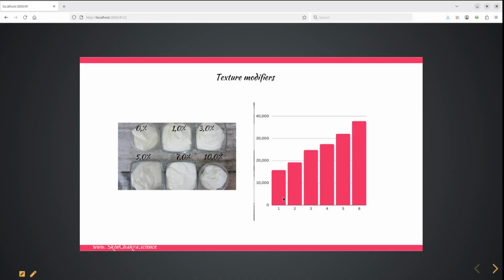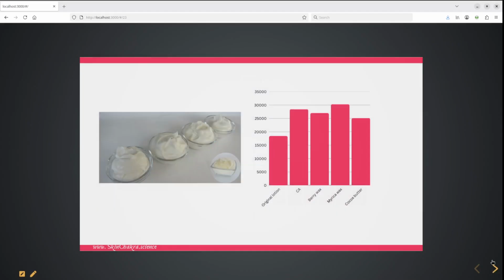Here again, a basic formulation. We went from 0% to 10% modified rice starch, and you see that the viscosity is increased. You can even observe it on the photo without any viscosity measurement. The color becomes slightly whiter and more luxurious, and the viscosity increases by applying the modified rice starch.